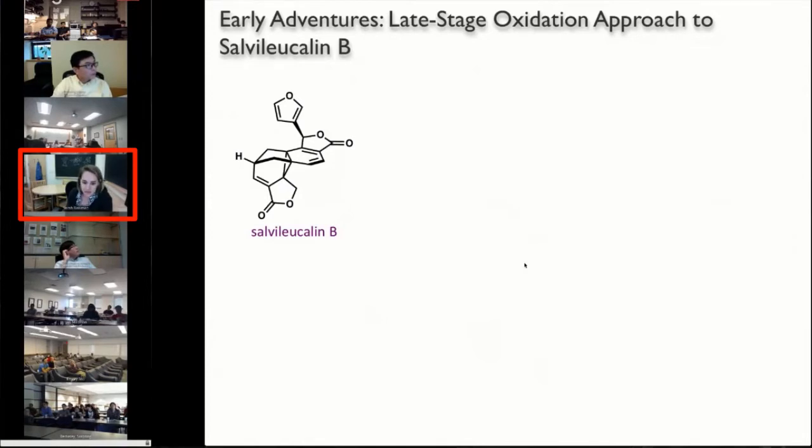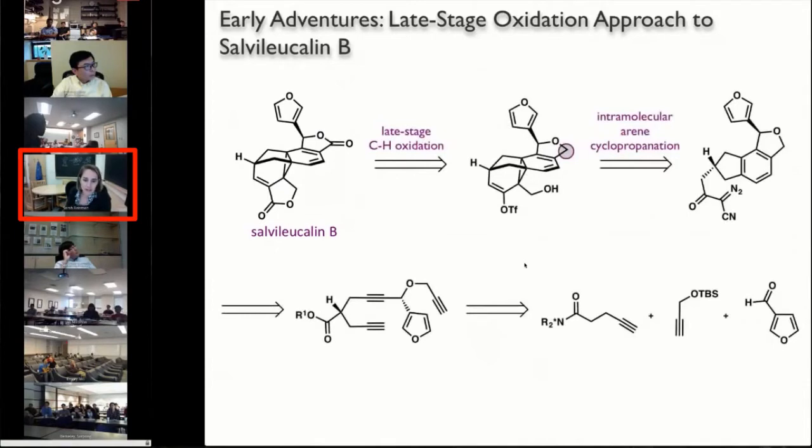This is an older synthesis, but I thought I would show a few slides that depict how we ended up using CH functionalization as a strategic tactic. If you move on to the next slide, I show here our retrosynthetic analysis. To be perfectly honest, this was not the original retrosynthetic analysis. It was something that evolved over time, but it gives you a sense about how we thought of the molecule.